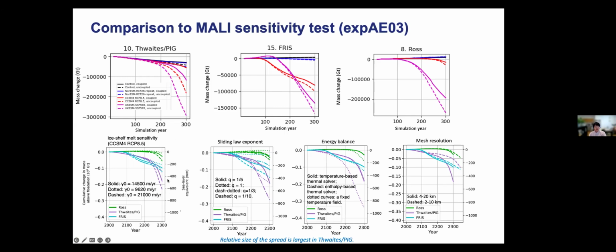So you see the size of these differences between the solid line and the dashed line in the Thwaites region is really big compared to the Filchner region and the Ross region. And the same goes for these other regions, other results shown in purple. So Thwaites and Pine Island glacier regions show the largest sensitivity to different model parameters and model fidelities. So these are my takeaways.